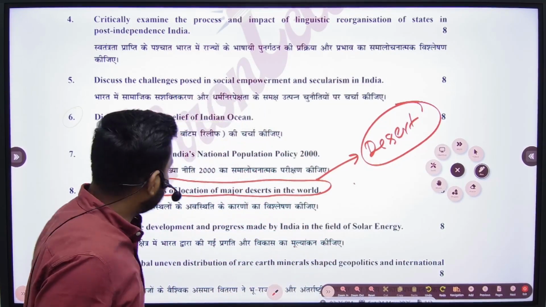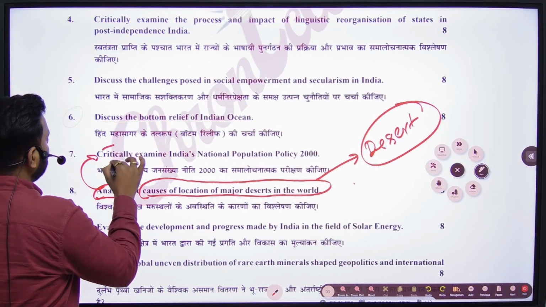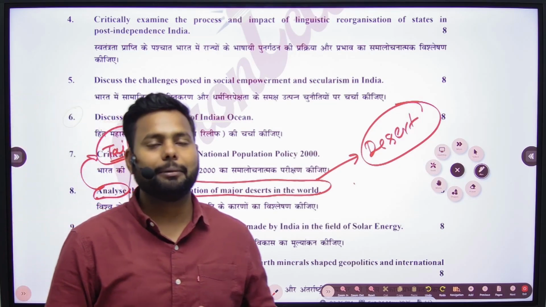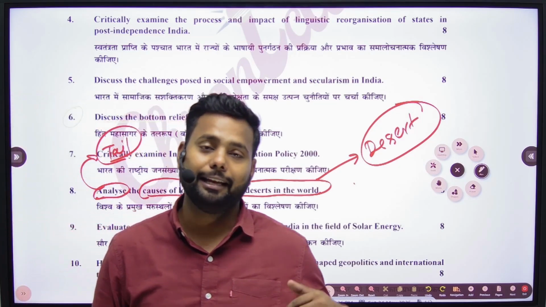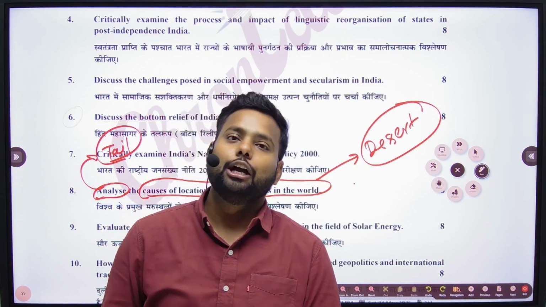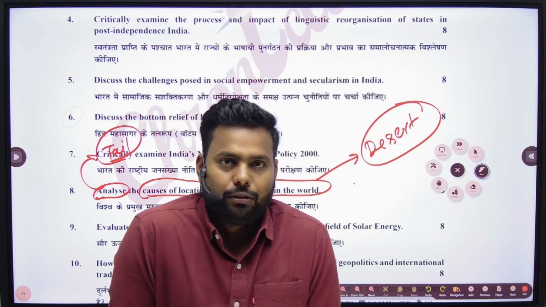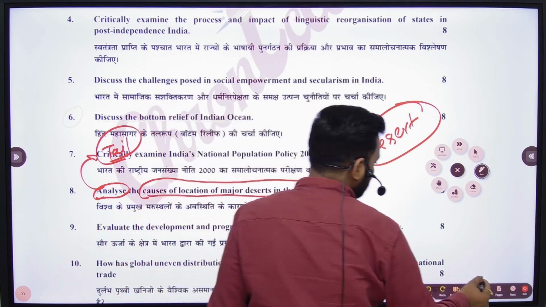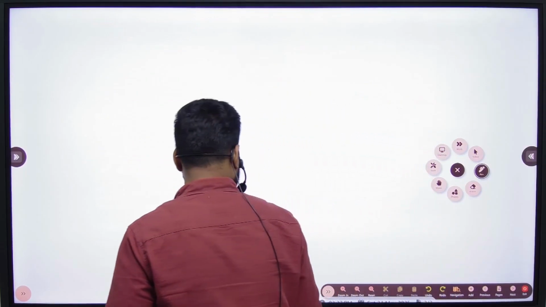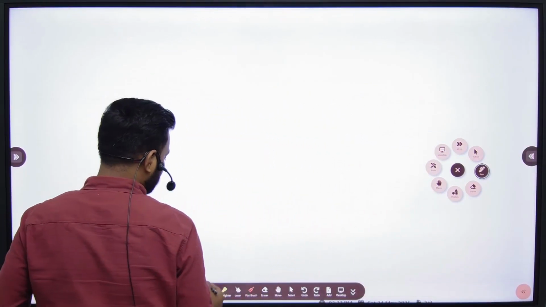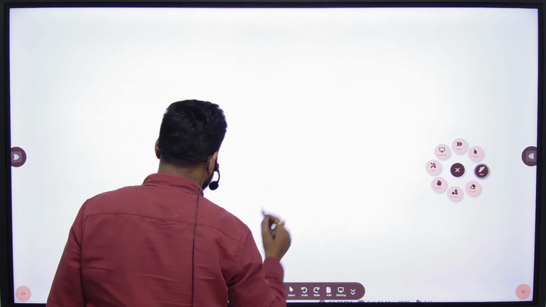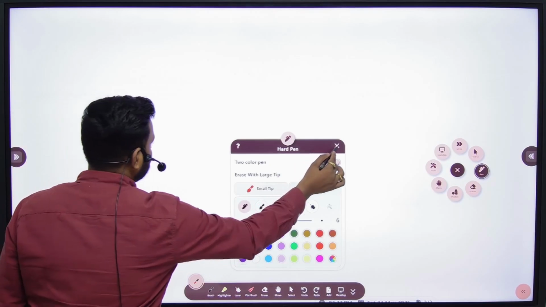So in this question, what do we have to do? Firstly, find out the tail word. So what is the tail word? The tail word is analyze, meaning we have to do analysis, explain about it, and find out what are the major reasons behind the location of the deserts. Okay, now we come to the model answer of this question, and the model answer should not be ideal, because no answer can claim to be an ideal answer. There is always a scope of reform, there is always a scope of updation.